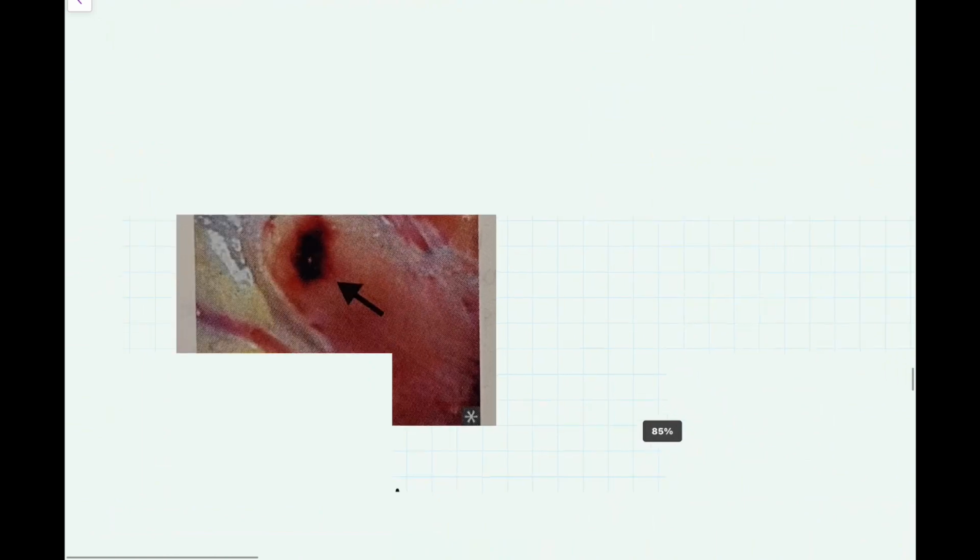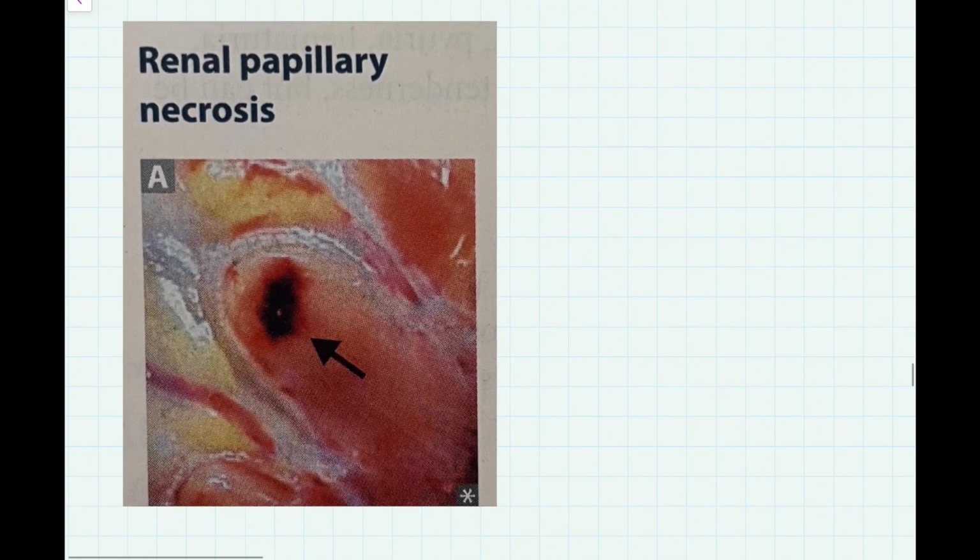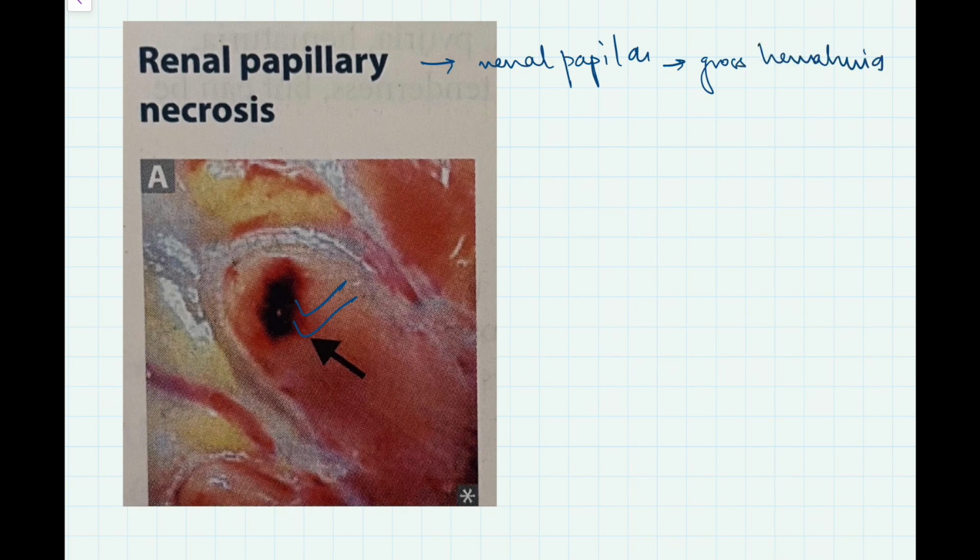In renal papillary necrosis, there is a sloughing of the renal papilla. Right, here you can see in the image and on gross, and it leads to gross hematuria. It is usually associated with SAD, that is sickle cell anemia, acute pyelonephritis, analgesics, that is NSAIDs, and diabetes mellitus, right?